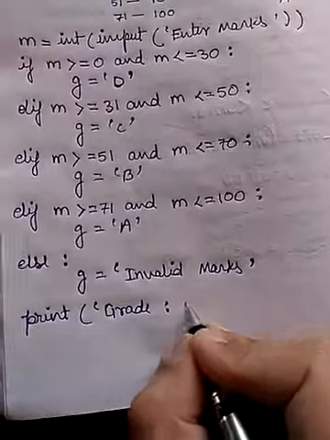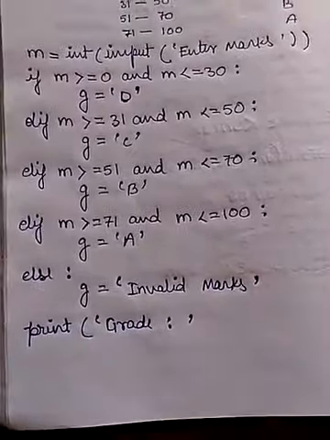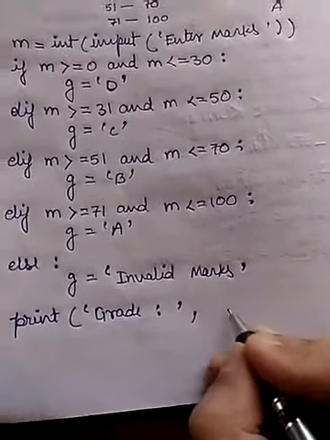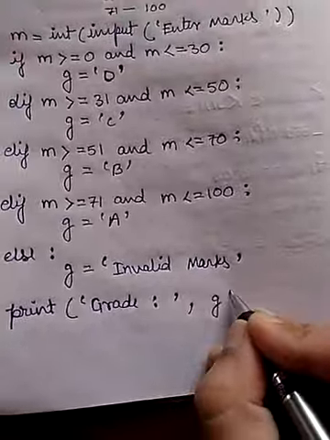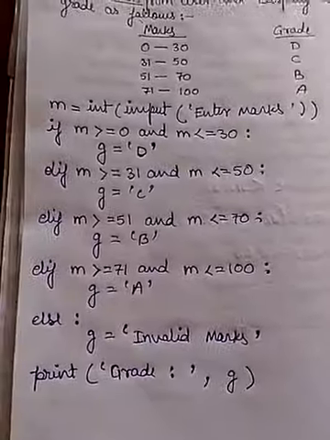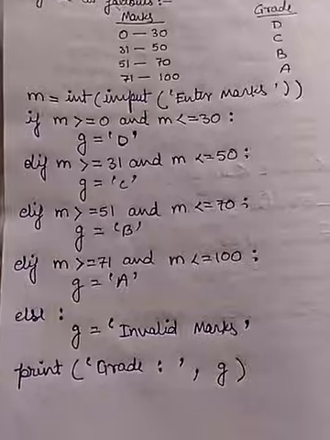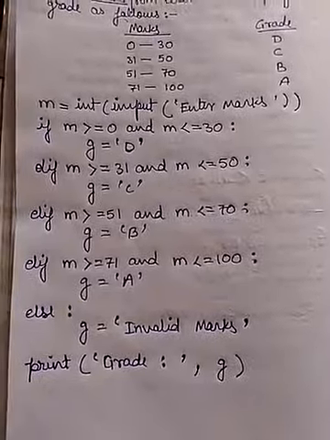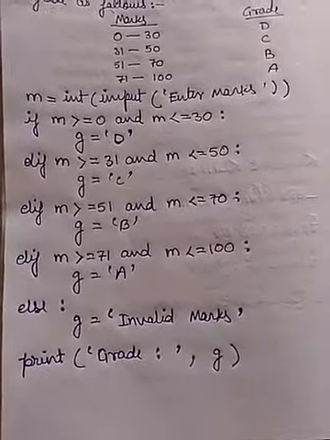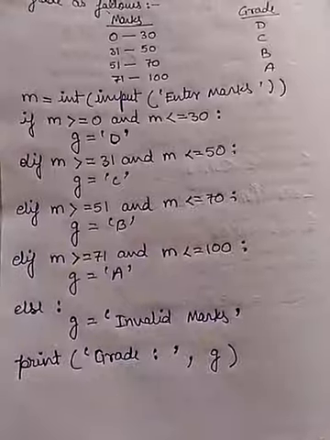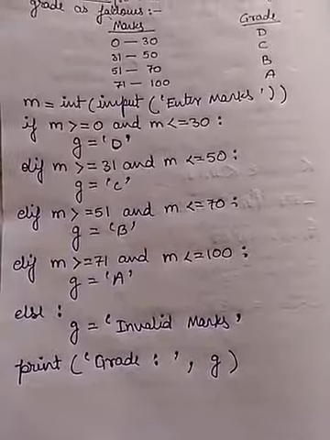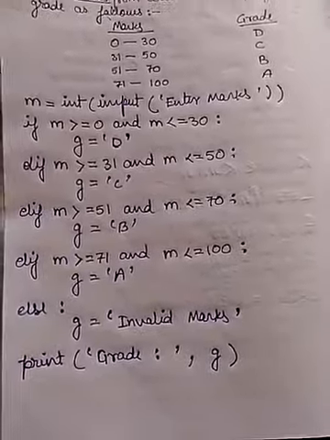Grade, this is the part of the message. After that comma, I am writing here G. So in this way you can write a program with multiple if elif conditions to perform the work. Let us see another example.